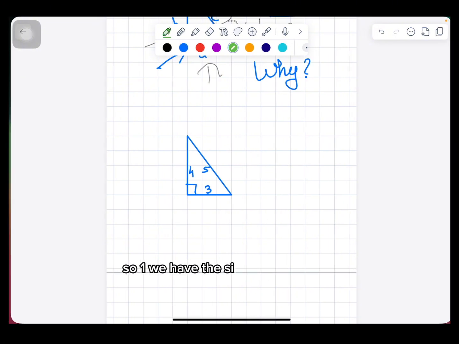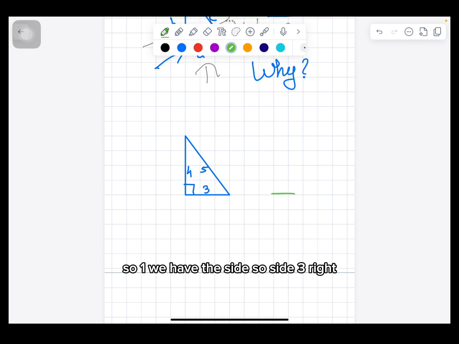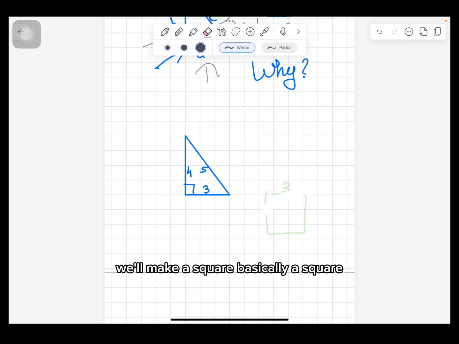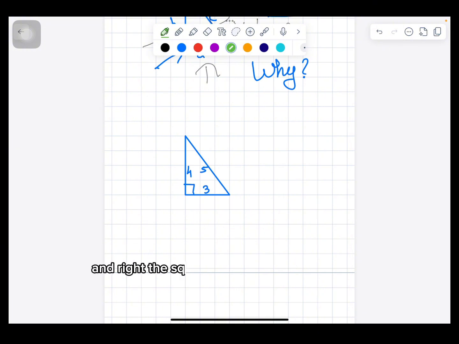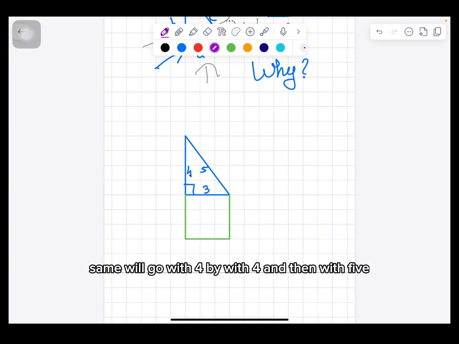When we have the side 3, we'll make a square, a 3 by 3 square, touching the right angle triangle. So that's your 3 by 3 square. The same will go with 4 and then with 5.